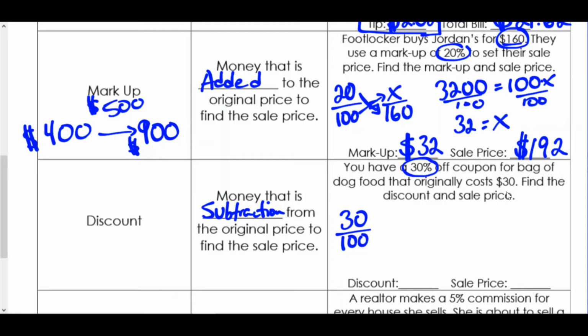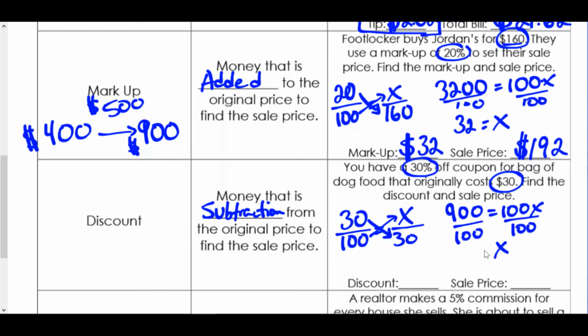Coupon for a bag of dog food that originally cost $30. So that is the original price. That's the full amount, or basically thinking about these two as the total and these two as representing the discount. We don't know the actual discount amount, but we do know that that's going to line up with this 30%. Now we're going to cross multiply. That would give us 900 equals 100x. And we divide by 100 and find that x is 9. So the discount is $9.